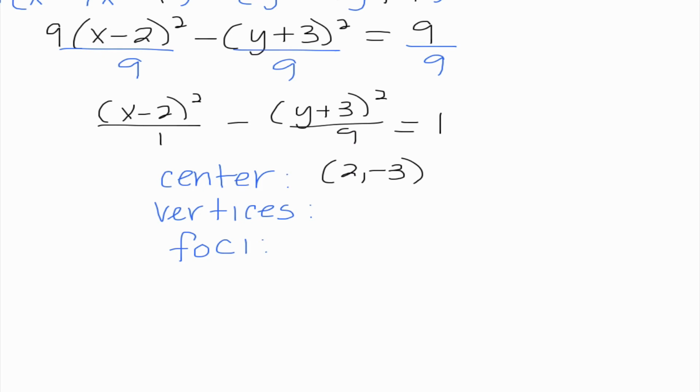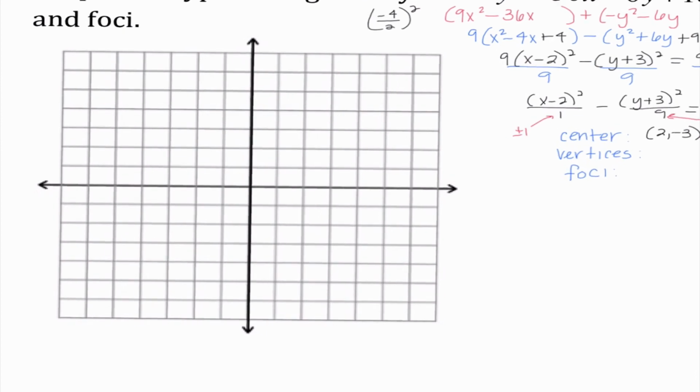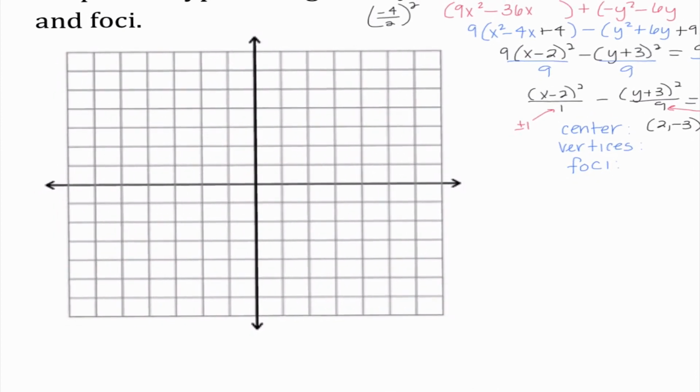Now, off to the side here, I know in the x direction, I'm going to move plus or minus 1. In the y direction, I'm going to move plus or minus 3 because I'm taking the square roots of those values. So over here, I want to go ahead and graph. So we said 2, negative 3. And then I need to go 1 to the right, 1 to the left, and 3 up and 3 down. Okay, so I'm going to go ahead and draw out my rectangle.